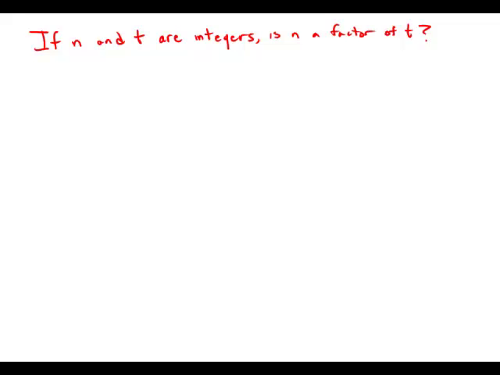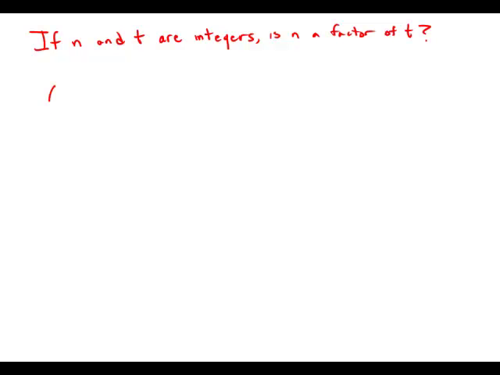If n and t are positive integers, is n a factor of t? So in order to answer this, we'd either need to be able to figure out the exact values of n and t, or at least figure out some kind of relationship, for example, their ratio, something like that.